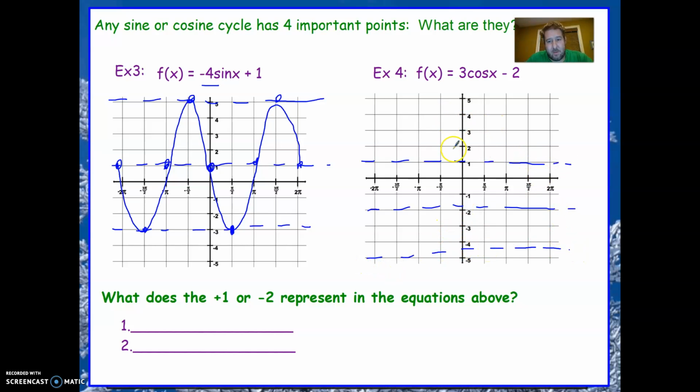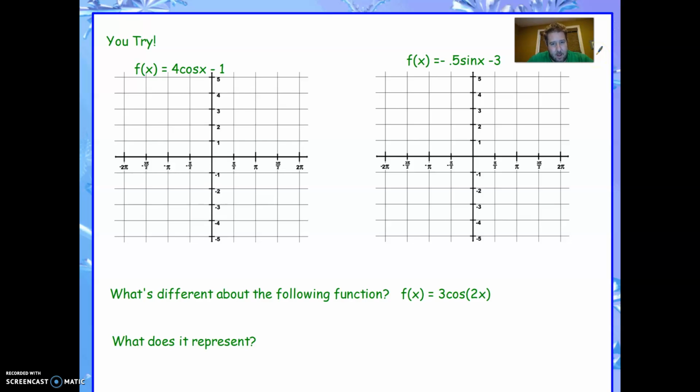So all the key points have to be on those 3 dotted lines. Now, I'm not saying that those are the only heights possible. That's not the only range. Anything in between can also be in the range as well. So cosine means I'm going to start at the maximum because it's positive, down here to here to here and back. Do the same on the opposite side, and voila, you've got yourself a graph. So the +1 just means up 1, and the -2 just means down 2. So that's the midline.